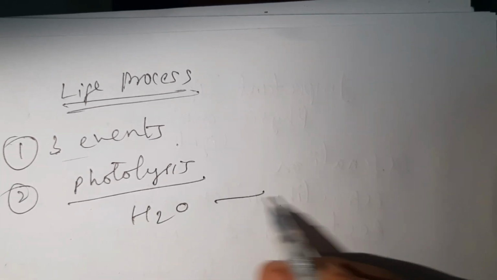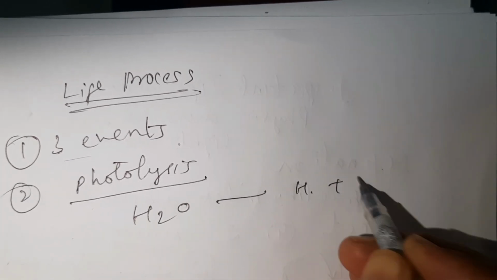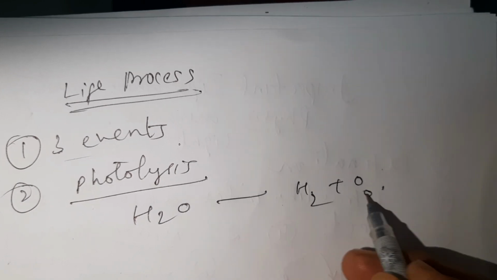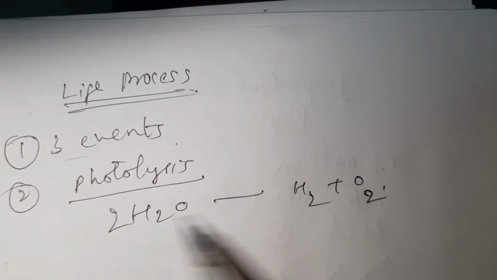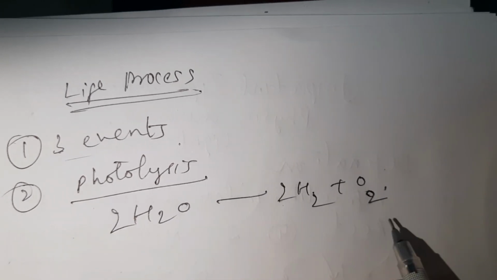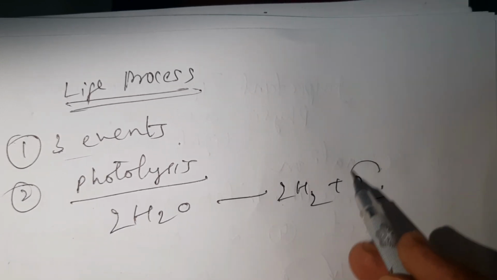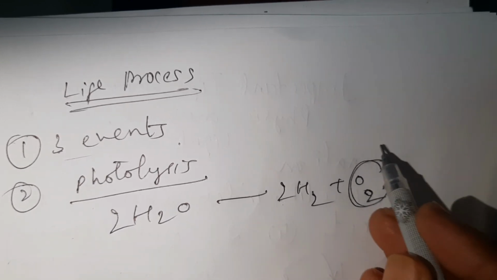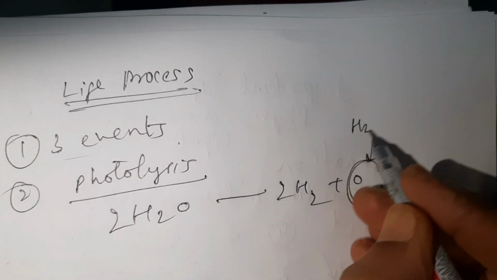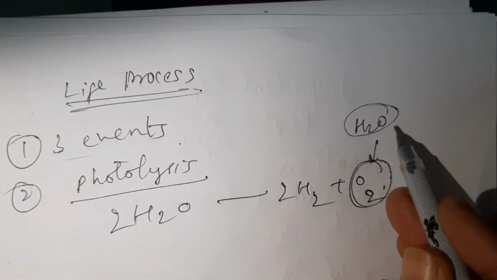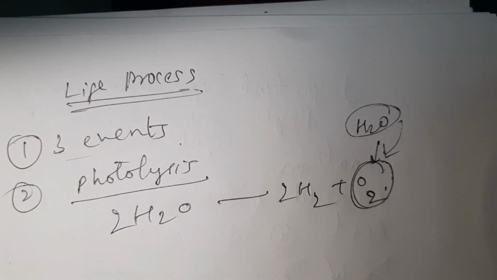Then the second question, what is photolysis of water? Photolysis: when sunlight falls on water, it will split water into hydrogen and oxygen. So this breakdown of water into hydrogen and oxygen is called photolysis. Then they can ask in 1 mark, what is the source of oxygen in photosynthesis? The source of oxygen is water, it's not carbon dioxide. Remember that the source of oxygen is water.